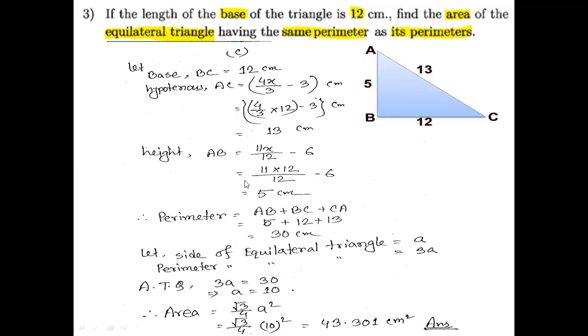So for the equilateral triangle, suppose the side is a, the perimeter is 3a. According to the question, this 3a equals 30, and you get your answer by dividing 30 by 3, it is 10. And finally your answer will be root 3 by 4 into a square, and root 3 by 4 into the value of a is 10, then you get your final answer.